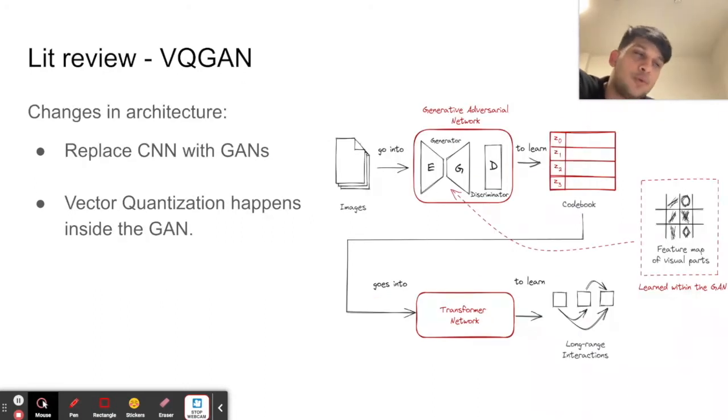However, we'll make a few tiny adjustments. We'll replace the CNN with a GAN, and the layers still perform a convolutional operation, but with a GAN, it synthesizes more distinct visual parts. And secondly, instead of having a separate process for vector quantization, VQGAN will learn the codebook right away. Learning the feature map of visual parts happens inside the GAN. It's still the same two-stage approach though.